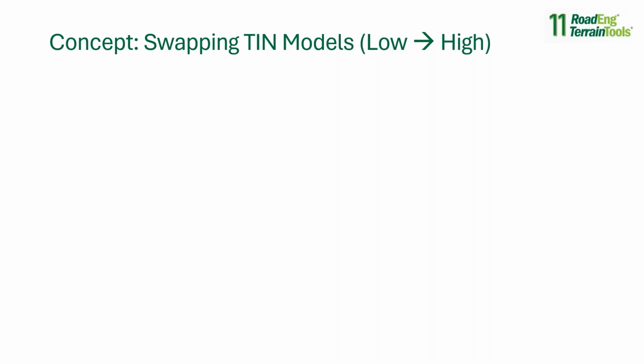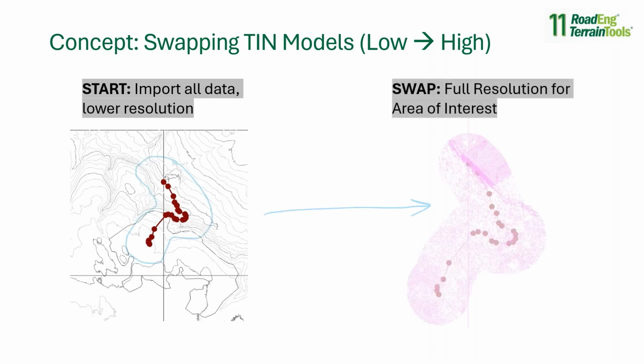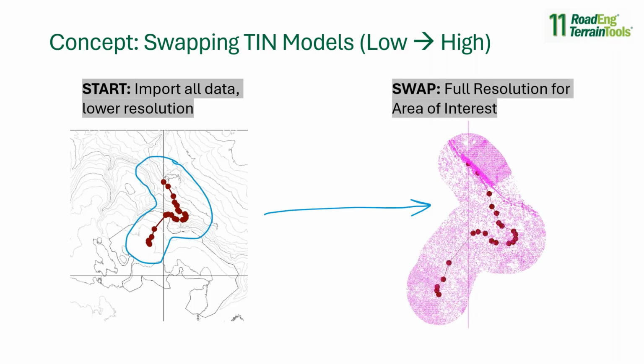Excellent. So our next concept that we're going to talk about is this idea of swapping out your TIN model. So having a TIN model, or I should say a terrain model, that is lower resolution, and then swapping that for one that is higher resolution. And here, just to show you the idea of this and talk about where you might want to apply it. For example, with a greenfield project, you're not sure where to put your alignment or your site design, bring in all the data at a lower resolution, figure out where your project needs to go, and then define that area of interest, and then swap your terrain model to have that full resolution data set, but just for your area of interest.